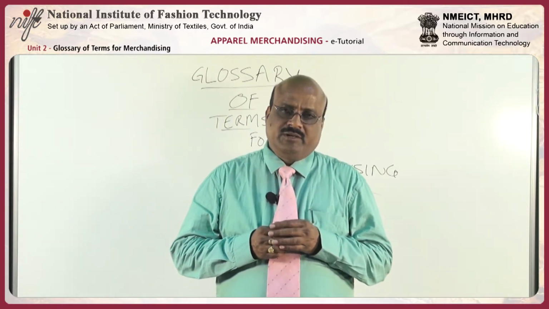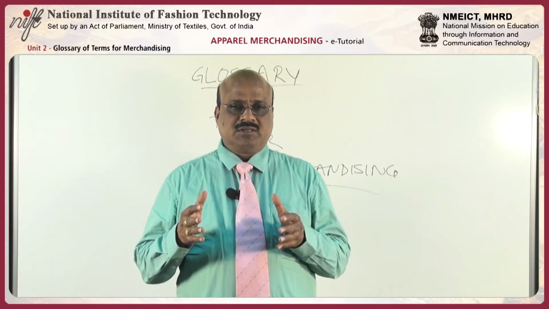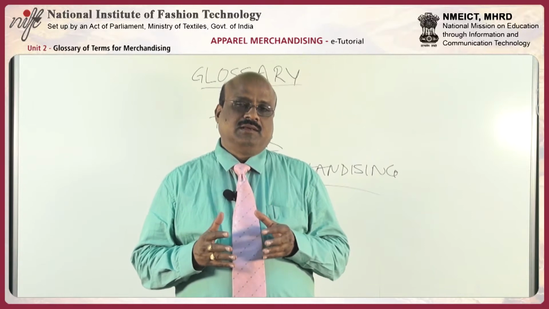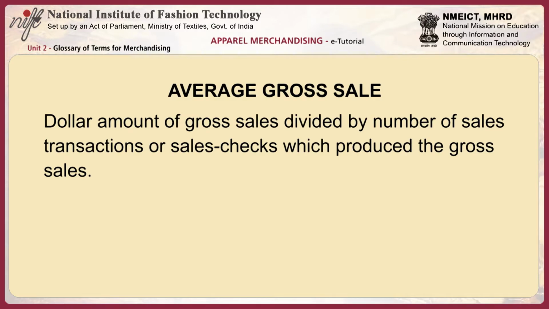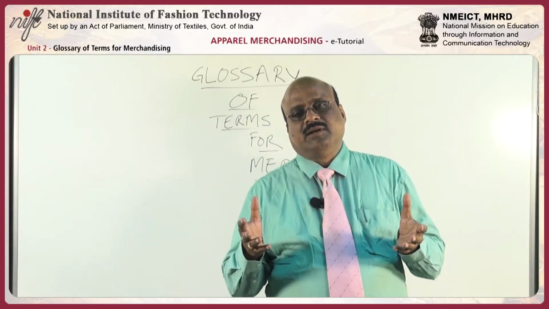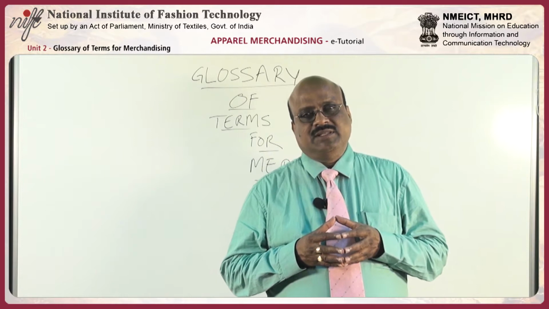Another important term is average gross sale. So, what is average gross sale? Average gross sale is the amount of gross sales in rupees divided by the number of sale transactions or sales checks which produce the gross sales. So, average gross sale is nothing but the total sales divided by the number of transactions. So, that is the average sale.